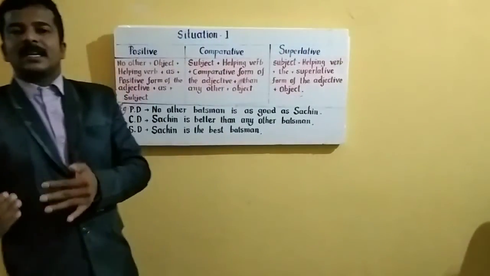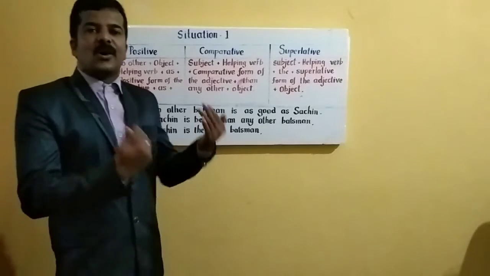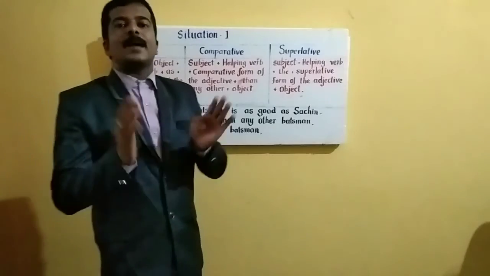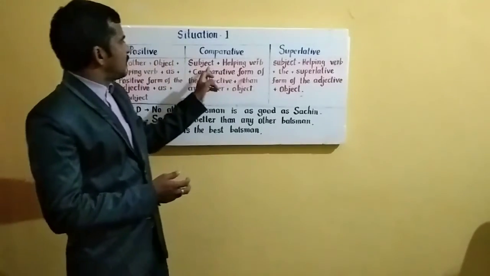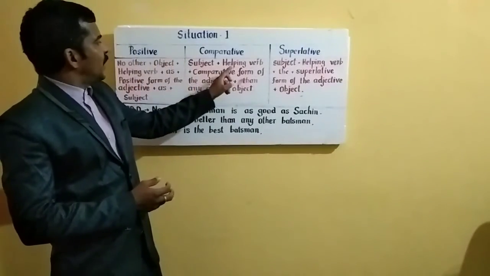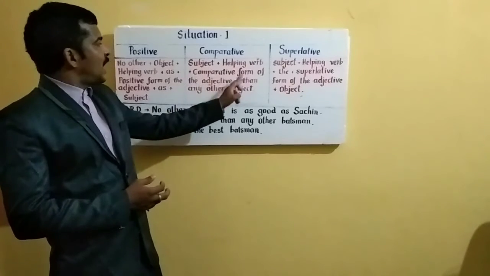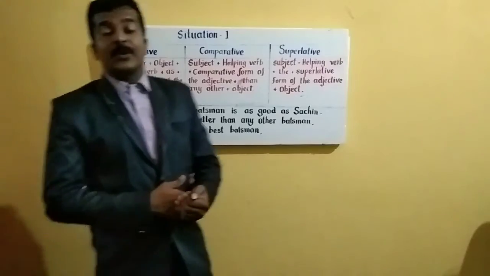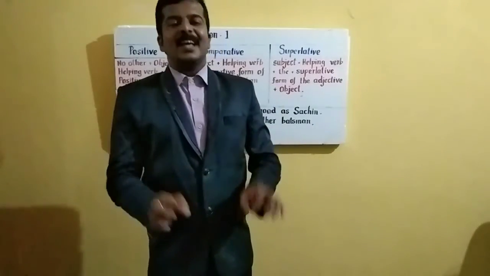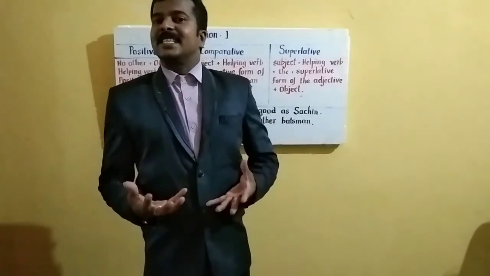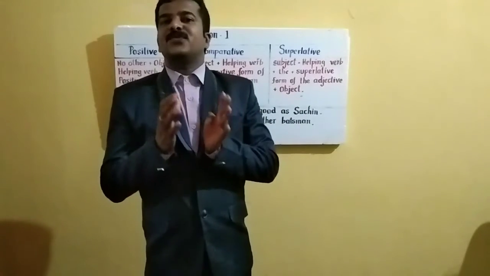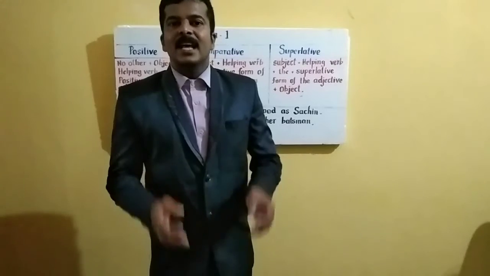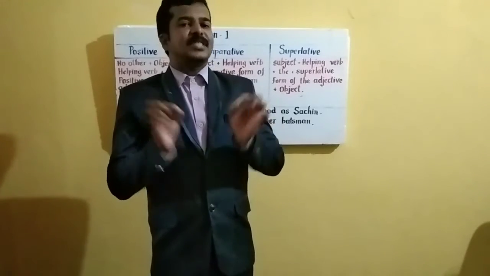Now, the same sentence, Asia is the largest continent in the world. We have to change the sentence into comparative degree. The structure is subject, helping verb, comparative form of the adjective plus "than any other" and finally object. How can we say it? Asia is larger. Larger is the comparative form of the adjective. Asia is larger than any other continent.